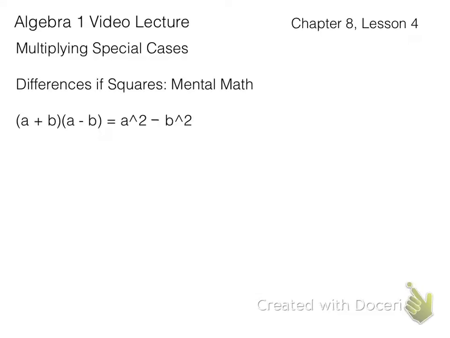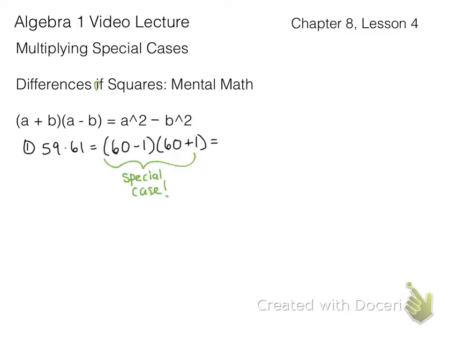All right. Here's your next one, and again, it's difference of squares, not if squares. And this is mental math. All right? This is the last slide, guys. Stay with me. So, if I have 59 times 61, both of them are very close to 60. In fact, there's a difference of 1 from 60 for both of these numbers. So I can do 60 minus 1 to get 59 and 60 plus 1 to get 61.